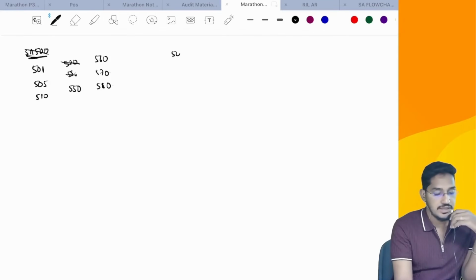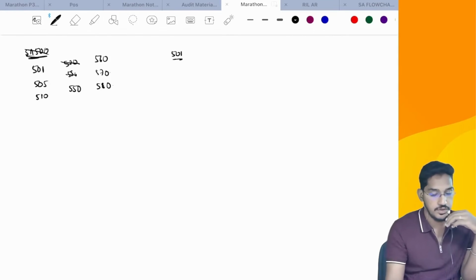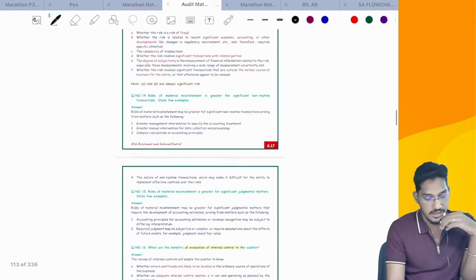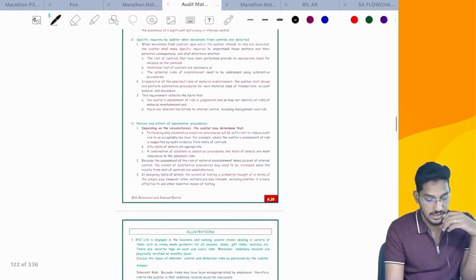So first we will pick up SA 501. So what does SA 501 talk about? If we look at the title of the standard, what does that say? What does the title of the standard say? Audit evidence.